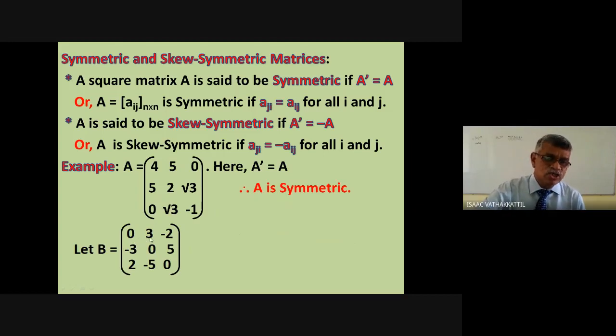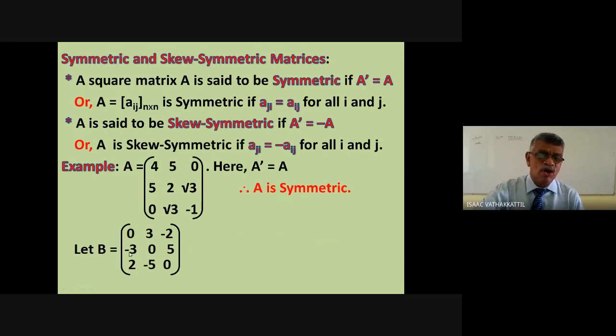First row is 0, 3, minus 2. Look at the first column. It's a negative of that. One row and one column are negative of each other. 0, 3, minus 2. In the column I have 0, minus 3, 2.